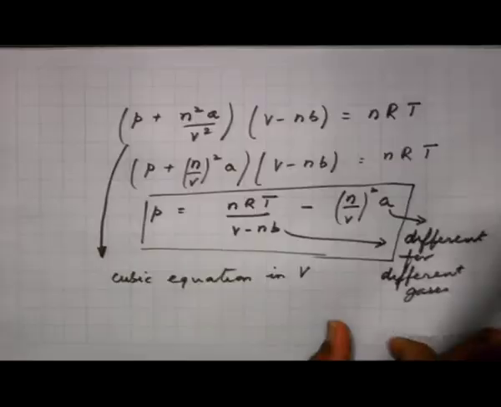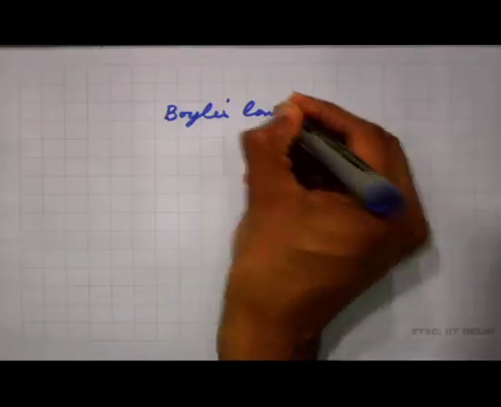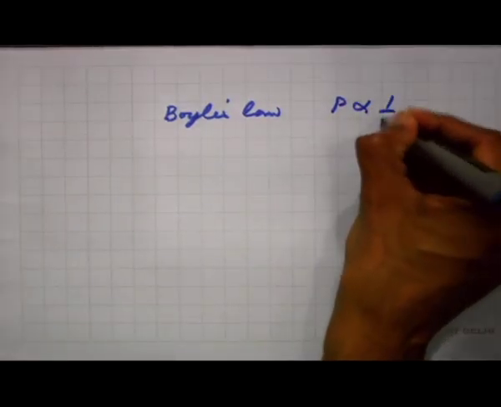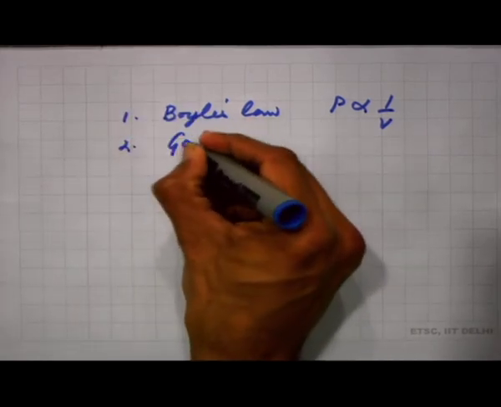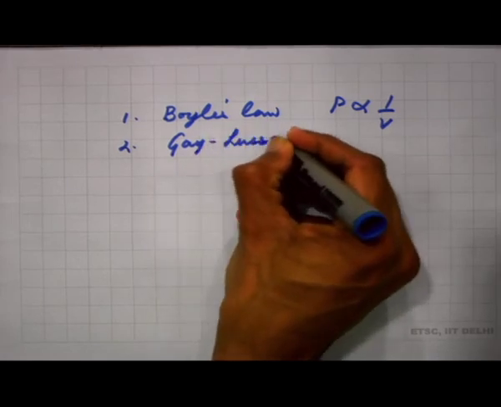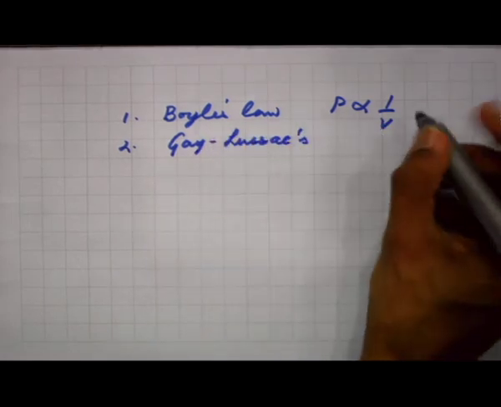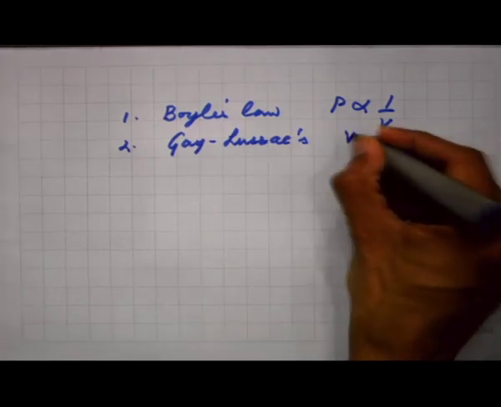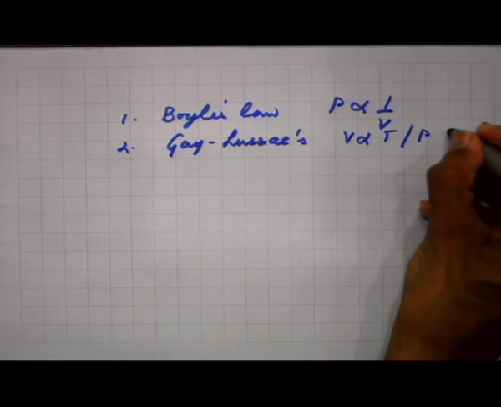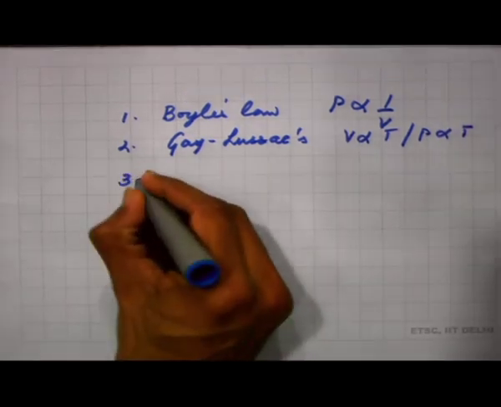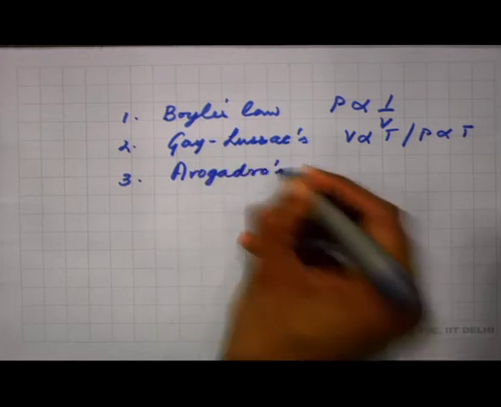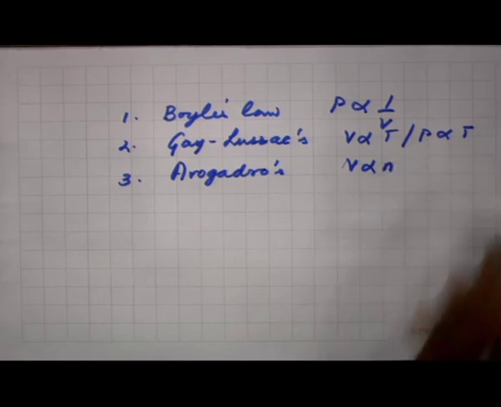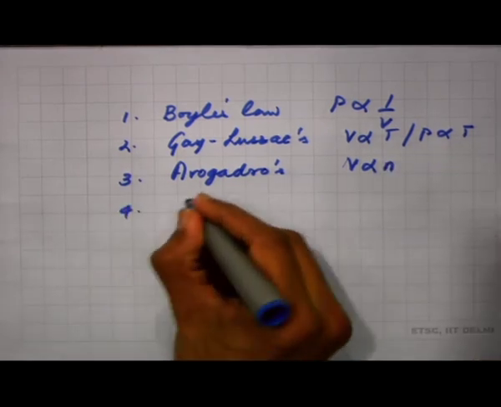So, the things that we have discussed in gases: we have looked at Boyle's law, which gives you that P is proportional to 1 over V. We have looked at Gay-Lussac's law, or also called sometimes Charles' law, which gives you V is proportional to T, or P is proportional to T at constant volume. Then we had Avogadro's hypothesis, which gives V is proportional to N, and we discussed the kinetic molecular model.